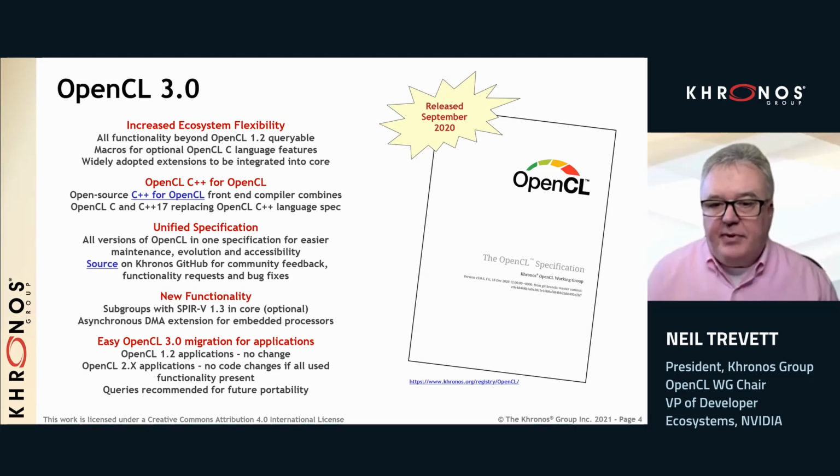Existing applications can be easily moved to OpenCL 3.0. OpenCL 1.2 applications require no changes, and OpenCL 2.x applications also require no code changes if all the functionality they use is known to be present. To ensure future portability to any OpenCL 3.0 implementation, developers are encouraged to query for any optional functionality that they use.